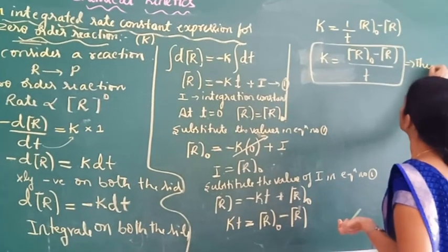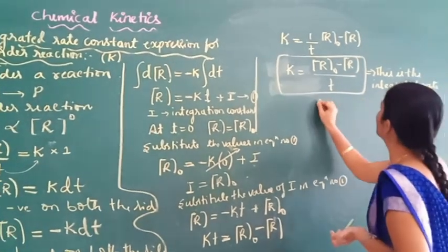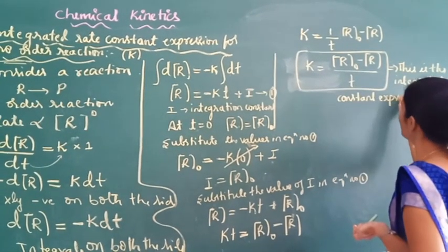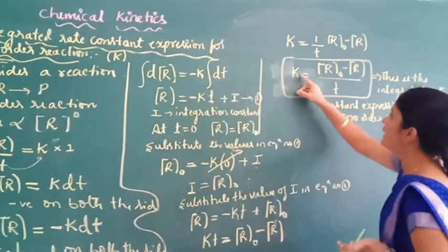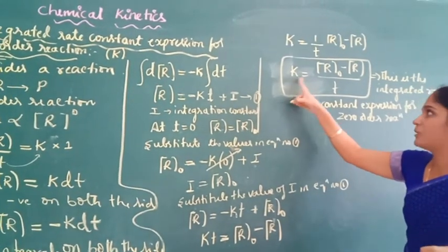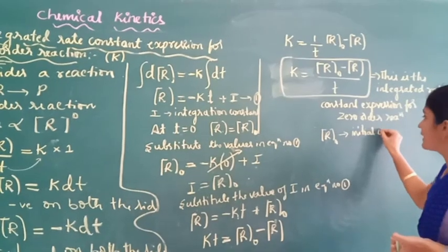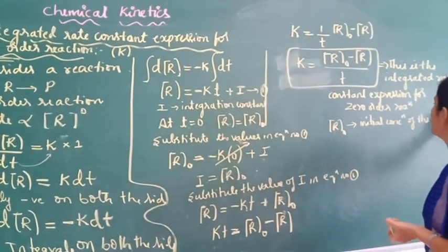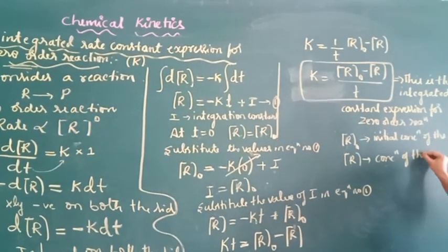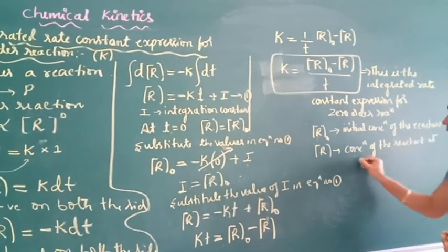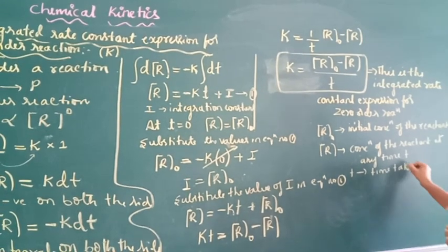So this is the integrated rate constant expression for zero order reaction, where k is the rate constant for a zero order reaction, R naught is the initial concentration of the reactant, and R is the concentration of the reactant at any time t, and t is the time taken.